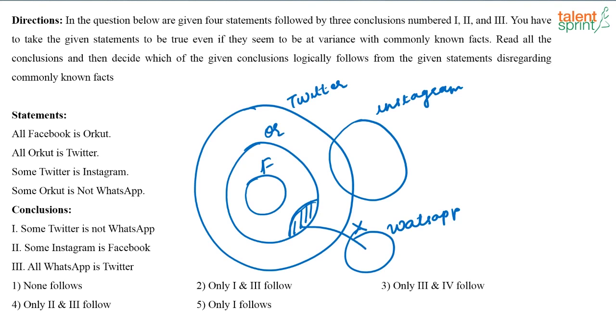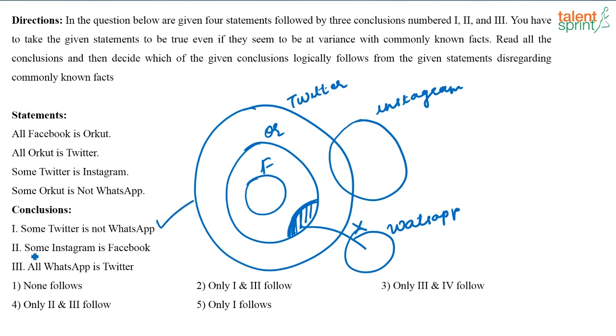Now let us look at the conclusions that follow. First conclusion, some Twitter is not WhatsApp. Yes, definitely. This part of Orkut is not WhatsApp, and this Orkut is also Twitter, because all Orkut is Twitter. This Orkut is coming inside the set Twitter. So whichever Orkut is not WhatsApp, the Twitter which are part of those Orkut are also not WhatsApp. So the first conclusion definitely follows.